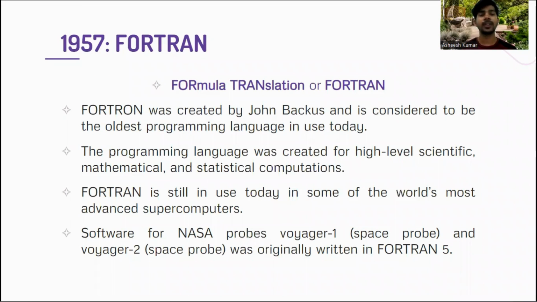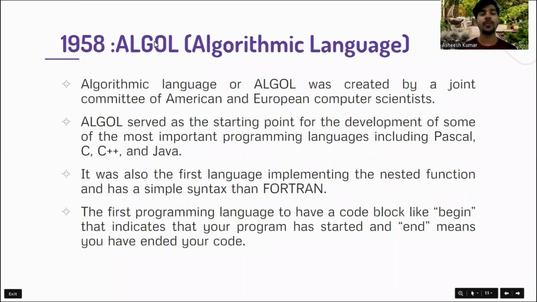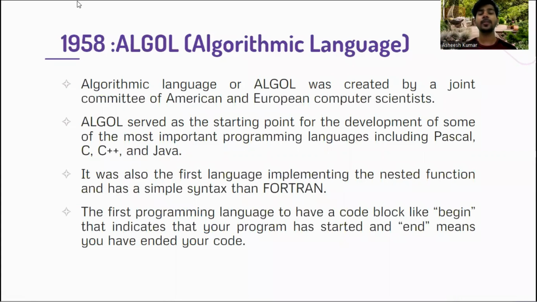After FORTRAN, the next language is ALGOL. In 1958, Algorithmic Language, or ALGOL, was created by a joint committee of American and European computer scientists. ALGOL served as the starting point for the development of some of the most important programming languages, including PASCAL, C, C++, and Java. It was also the first programming language implementing nested functions, and it has a simpler syntax than FORTRAN.